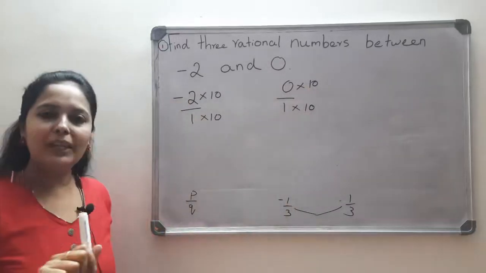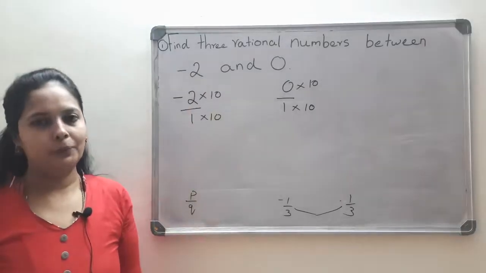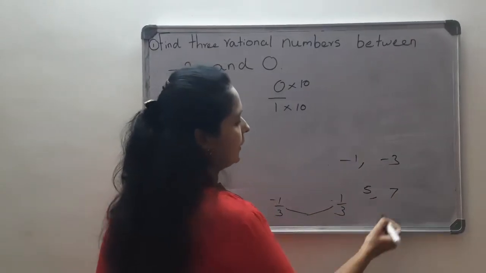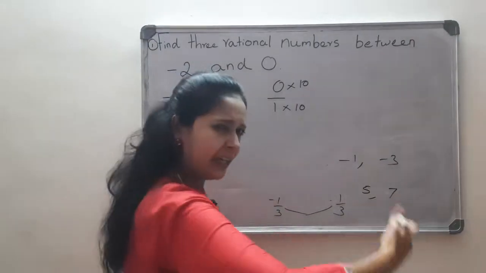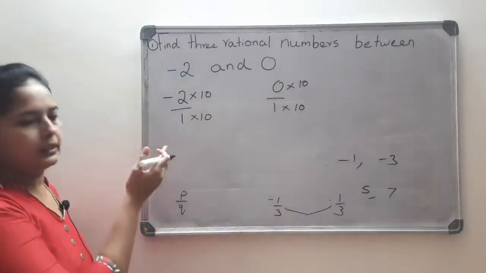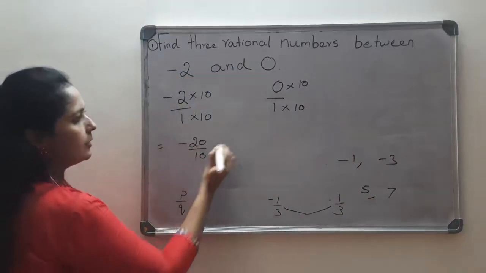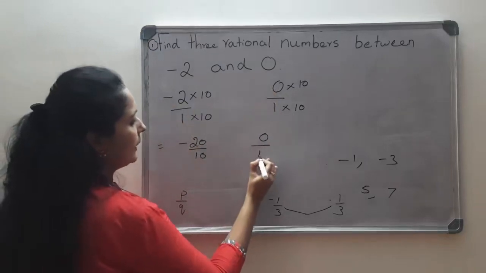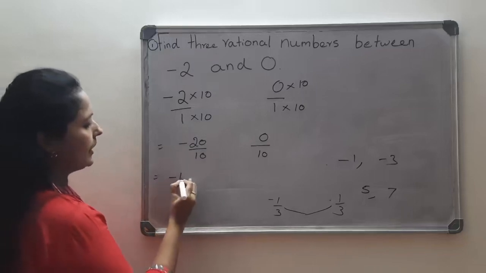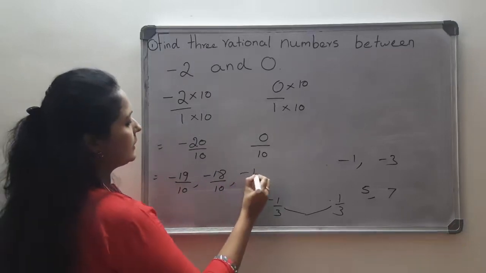This method is applicable only for numbers which are not in the form of P by Q. Take numbers like minus 1, minus 3 or 5, 7. Find any number of rational numbers between them. These types of numbers you can apply this method to. Okay, what is the answer? Minus 20 by 10. What is here? 0 by 10. In between I am going to write: first one is minus 19 by 10, then minus 18 by 10, then minus 17 by 10.